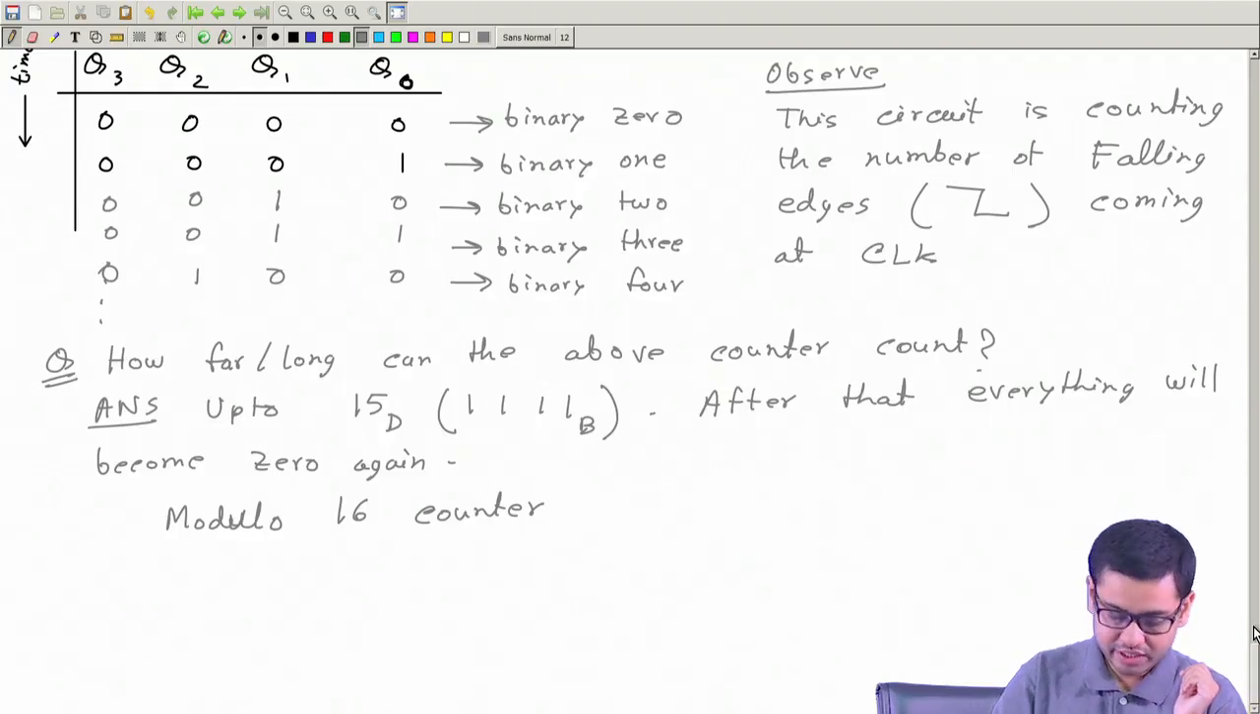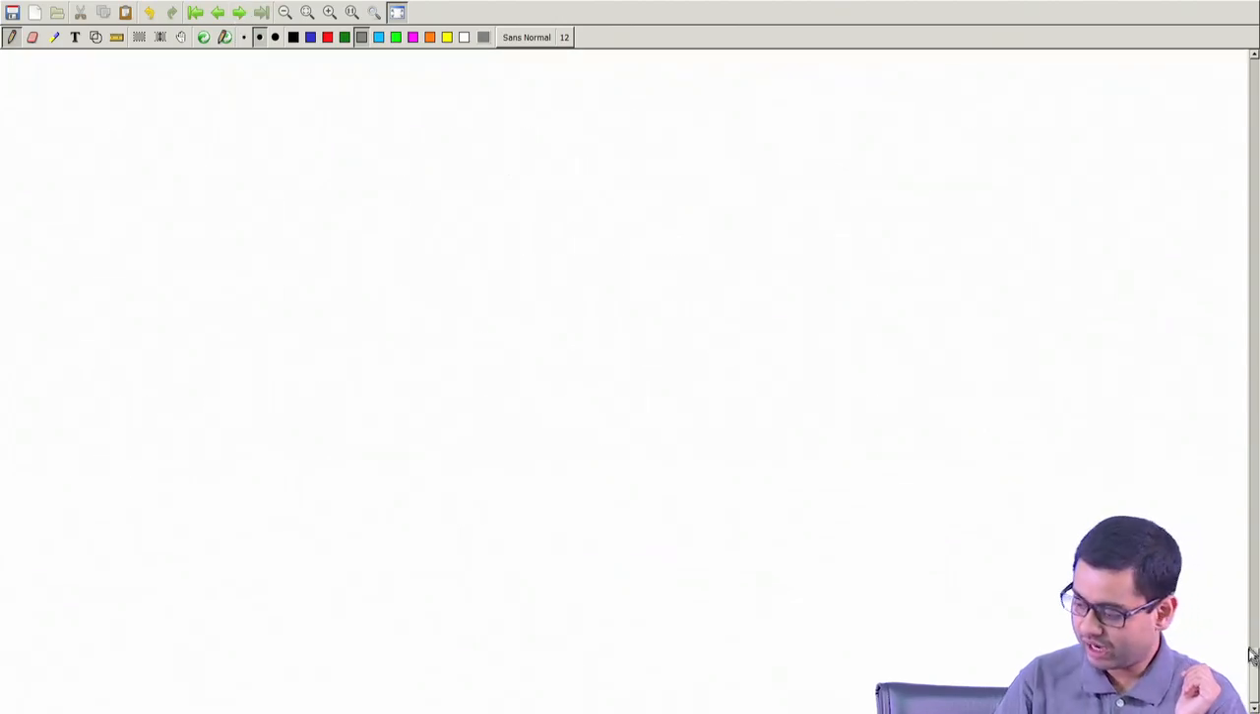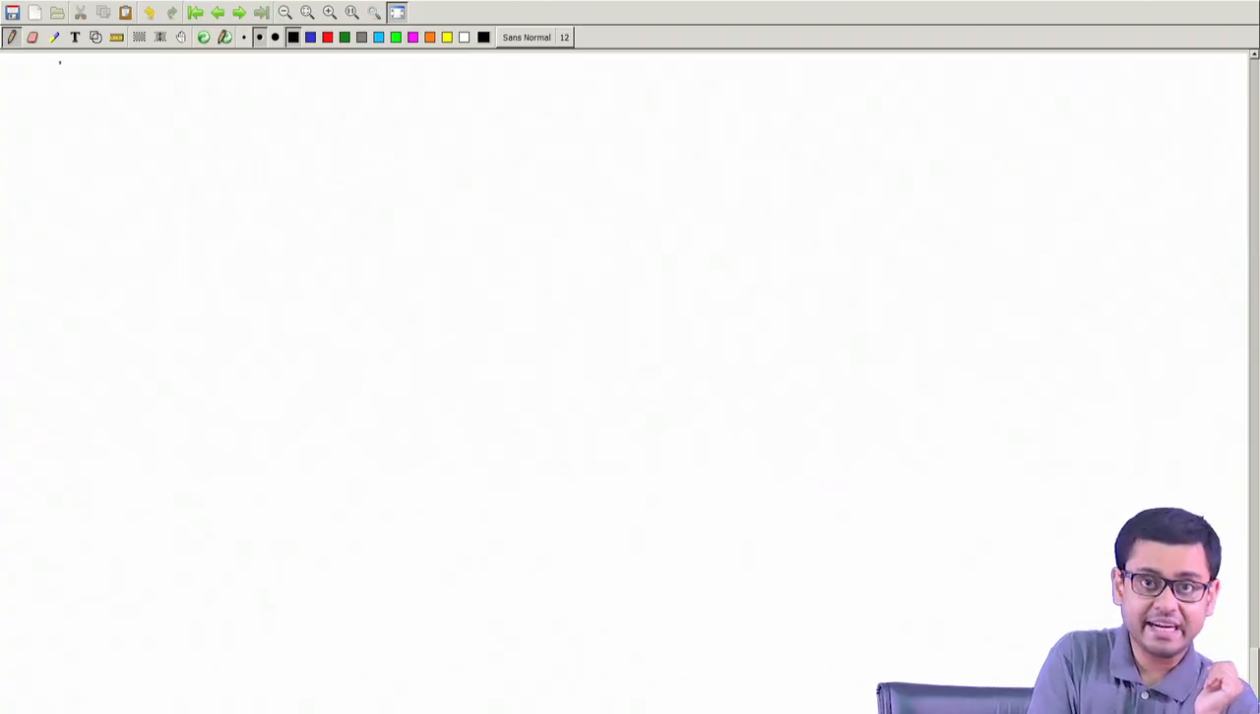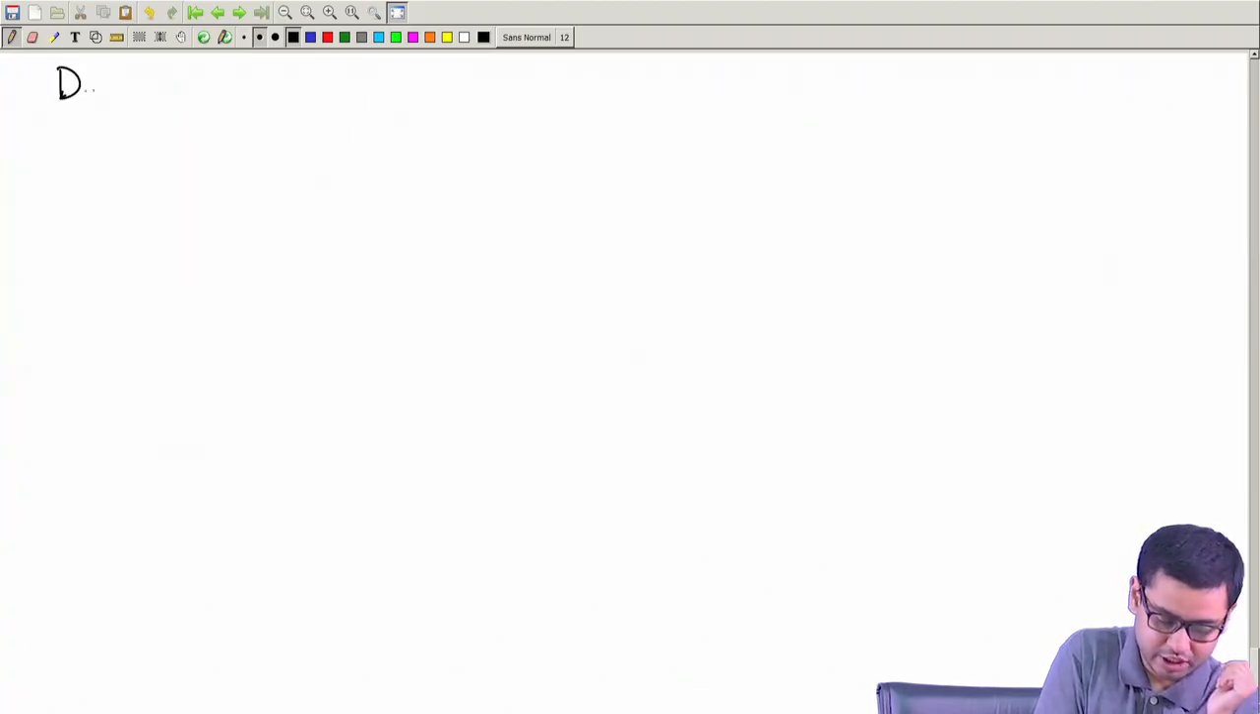Okay, so now let's see another important circuit which will be very useful, a decimal counter or a decade counter. We also call it decade counter.